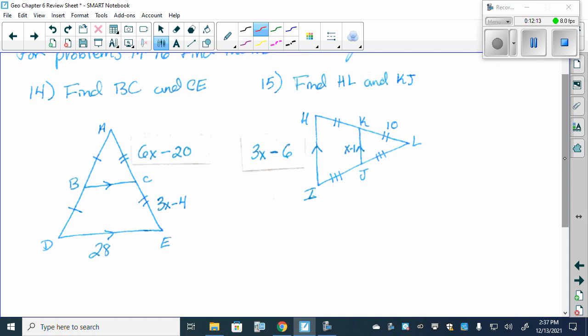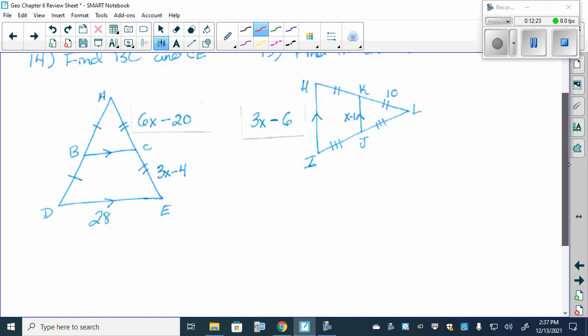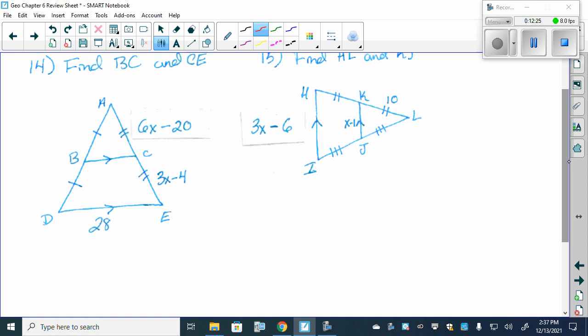Questions on 14, 15, or 16? So we want to find BC and CE. Well, BC is a midsegment and is equal to half the length of the third side. Well, the third side is? So this length is 14. So we can say that BC is equal to 14.